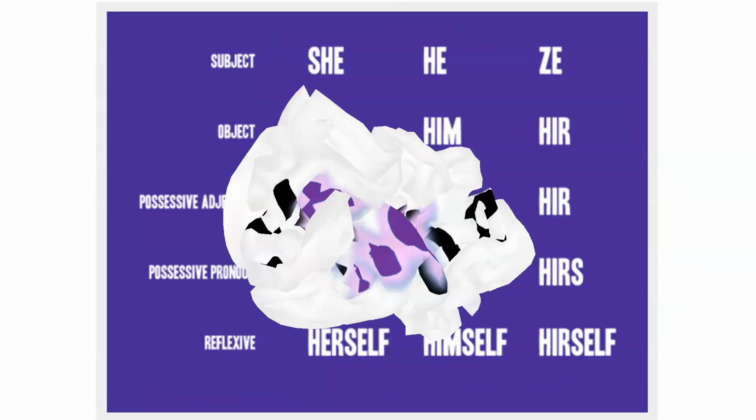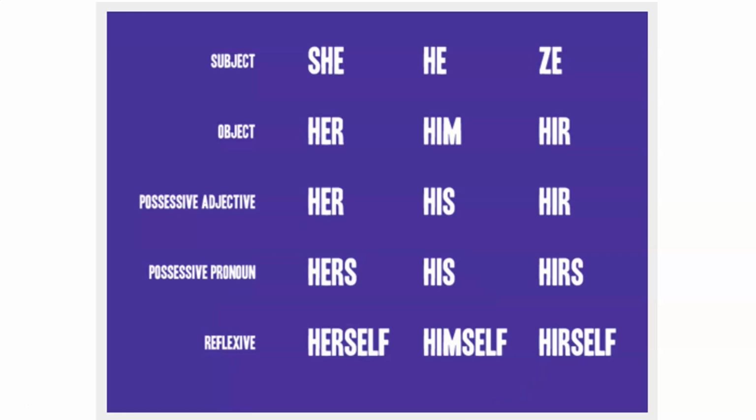We do actually have other options than he and she and even they. If you look at that left column, you see the familiar variations of the female or feminine pronoun, and the middle column, the familiar male or masculine pronouns. And to the right, we have ze, hir, hir, hirs, and hirself.